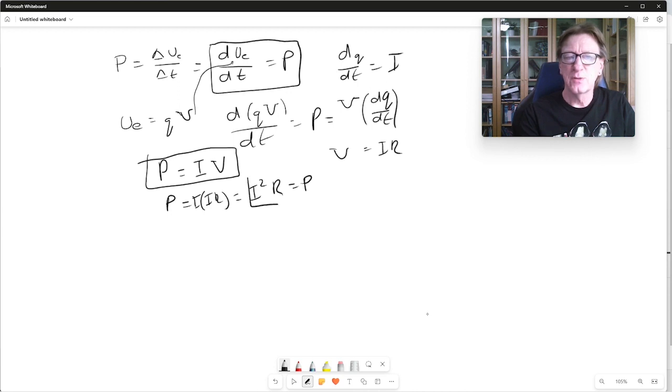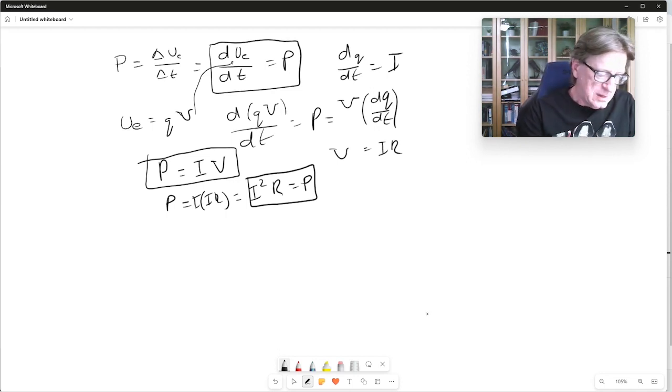So there's another useful form. Oftentimes you'll see that written as P equals I squared R. You do it in whatever order you want. Okay. Now let's get it in terms of the voltage and the resistance. So I want to get rid of the current. Here we got rid of the voltage. Now let's get rid of the current.